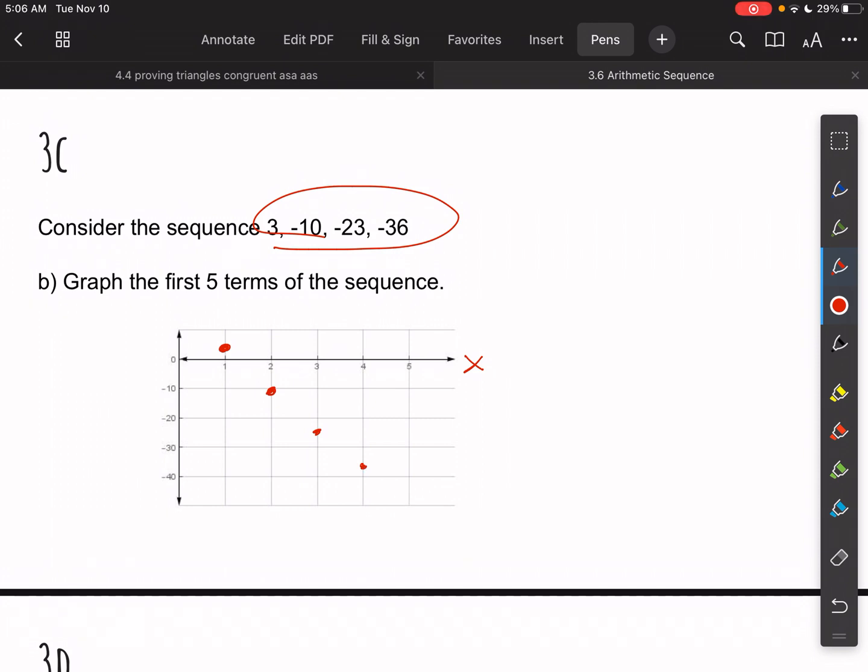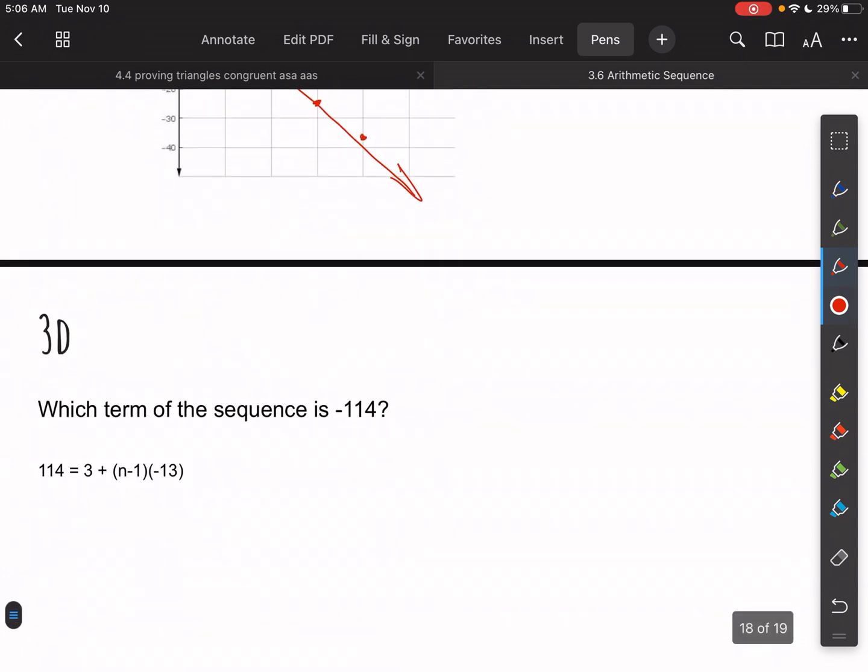When you're graphing these, you should now relate what you know from the last few lessons: these things are going to be lines because they have a common difference, or a common rate of change, or a common slope. And then 3D says which term of the sequence is negative 114.